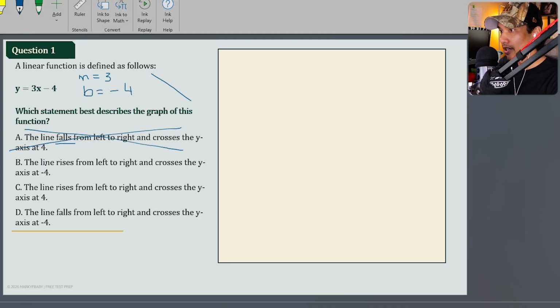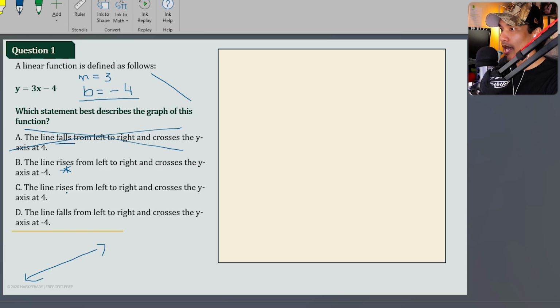So let's go read B. The line rises from left to right. Okay, it rises and crosses the y-axis at negative 4. Oh, that could be it. I think that's it. So it rises from left to right, a positive slope. It doesn't specify what the slope is, it just tells us that it rises from left to right, and then it crosses the y-axis at negative 4. And that's what our function does. It crosses at negative 4. So I'm just going to put an asterisk next to it, and we'll go back to that.